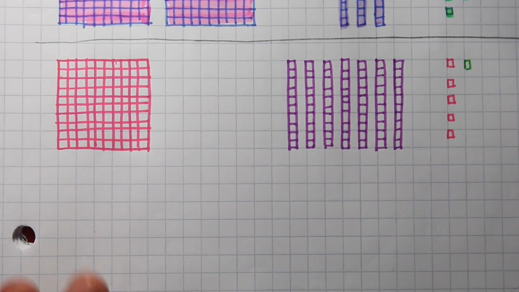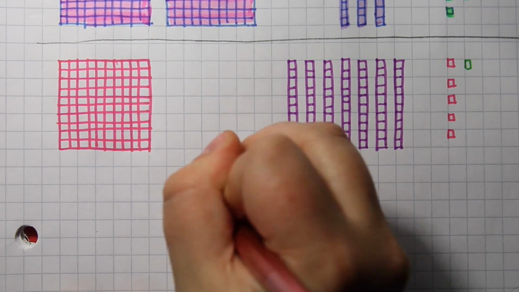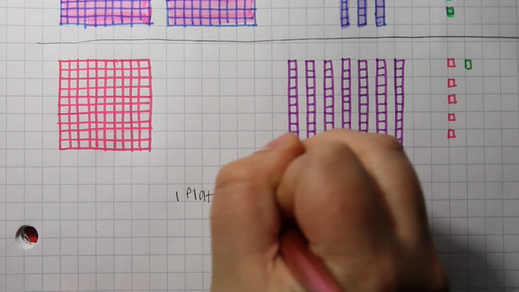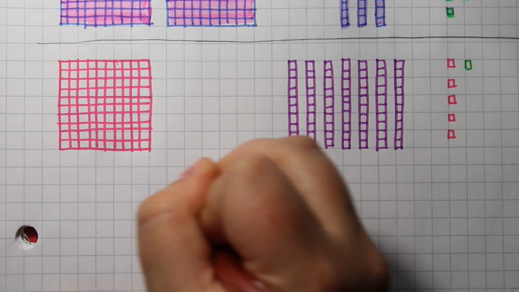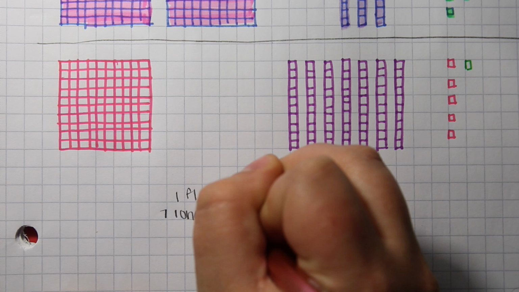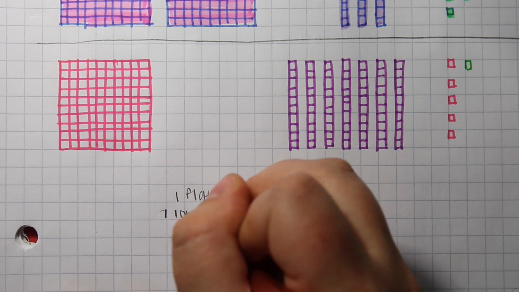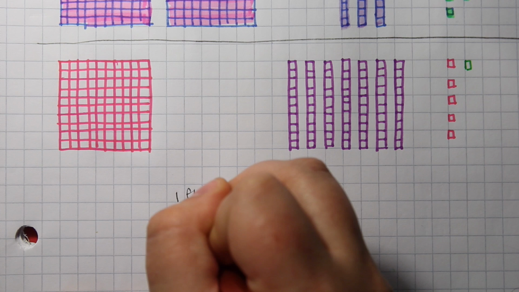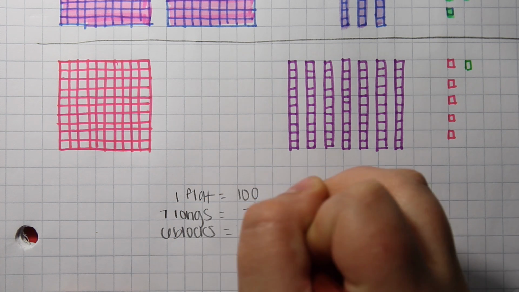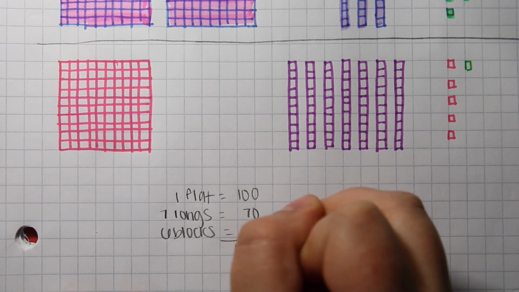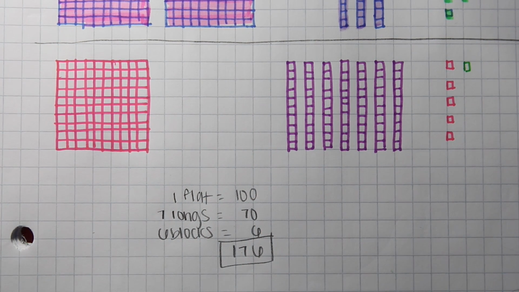And finally, I'm just totaling out what I'm left with. So I have 1 flat remaining, which is equal to 100. I have 7 longs remaining, which is equal to 70, and 6 blocks remaining, which is equal to 6. So altogether, I have 176 for my difference in the subtraction problem.